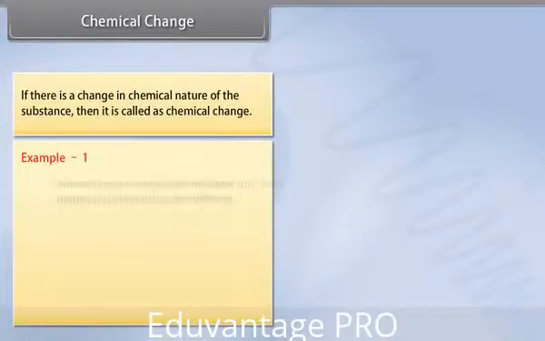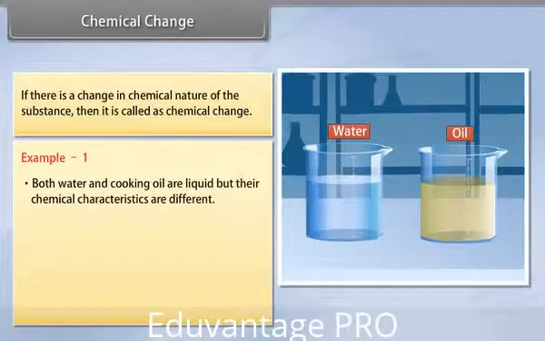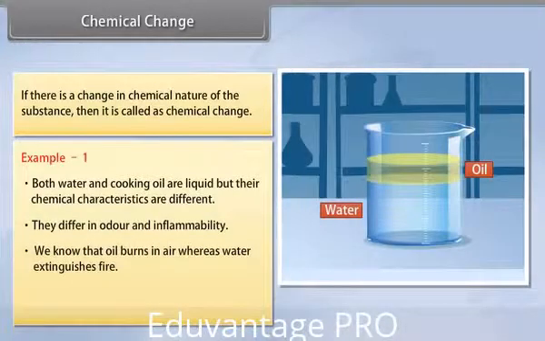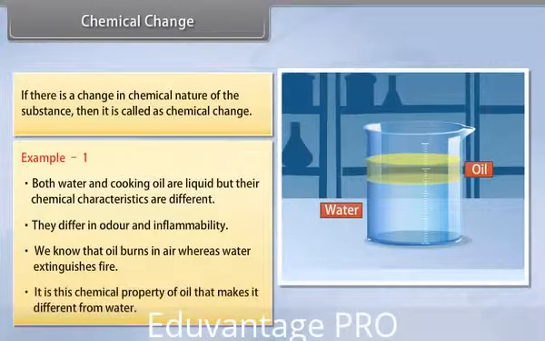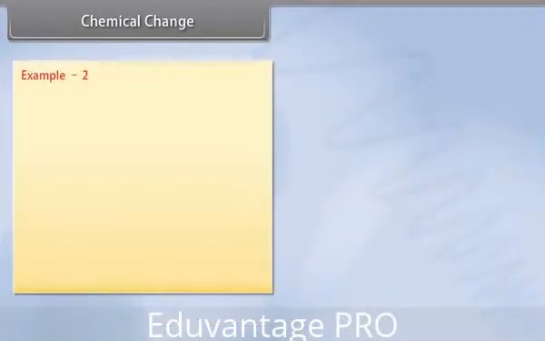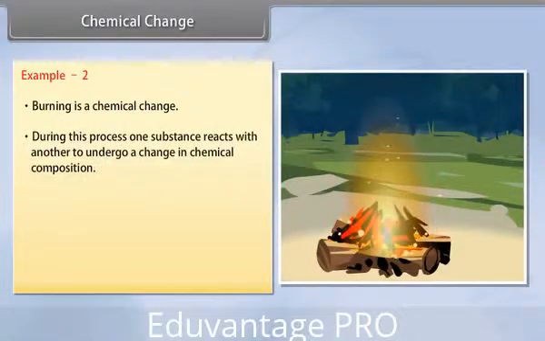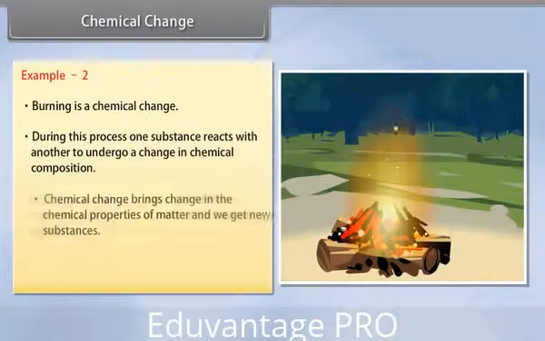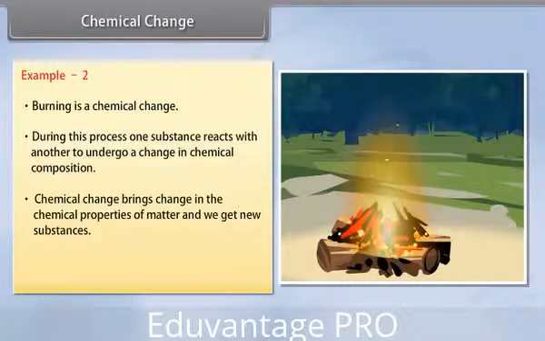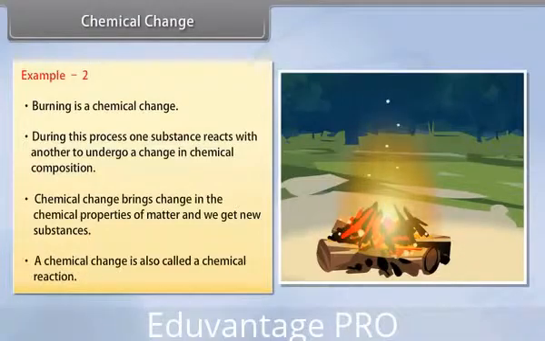Example 1. Both water and cooking oil are liquid, but their chemical characteristics are different. They differ in odor and inflammability. We know that oil burns in air, whereas water extinguishes fire. It is the chemical property of oil that makes it different from water. Example 2. Burning is a chemical change. During this process, one substance reacts with another to undergo a change in chemical composition. Chemical change brings change in the chemical properties of matter, and we get new substances. A chemical change is also called a chemical reaction.